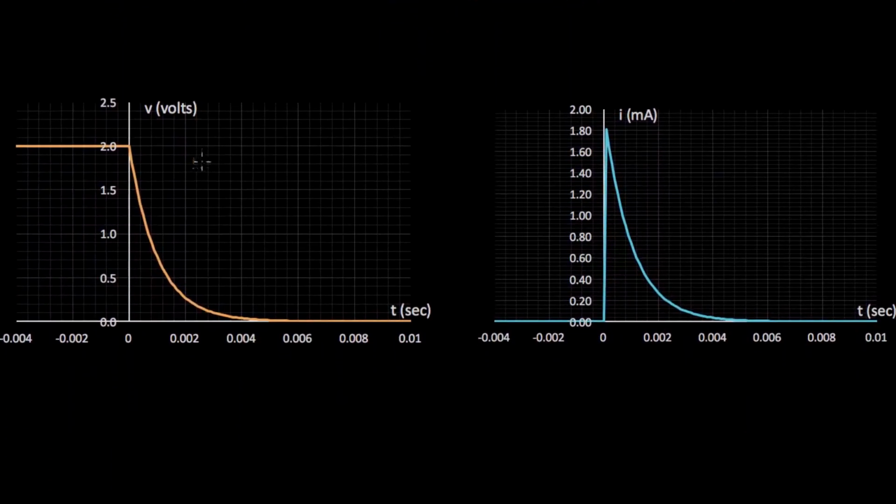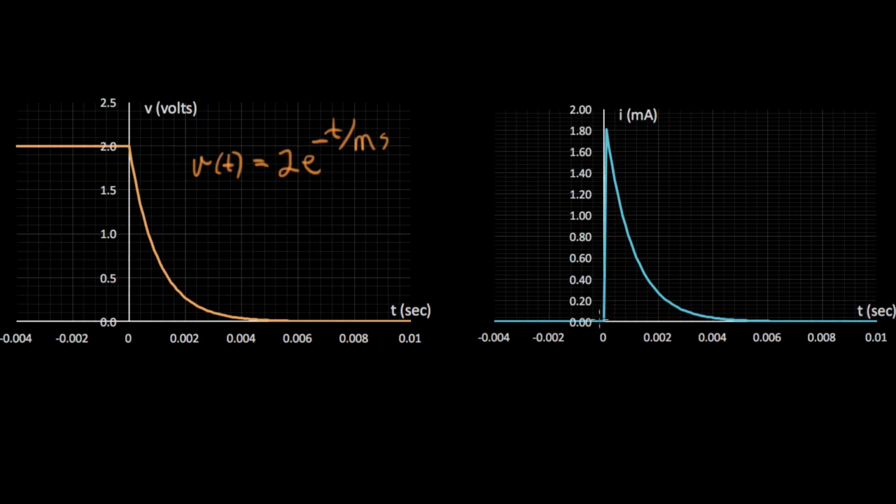This is V of t on this side, equals 2 e to the minus t over 1 millisecond. And you can see it starts at 2 volts and then sags down as we predicted. And that's an exponential curve. And then over here on this side, I, as we said before, starts out at 0 in the capacitor. The current in the capacitor is 0.